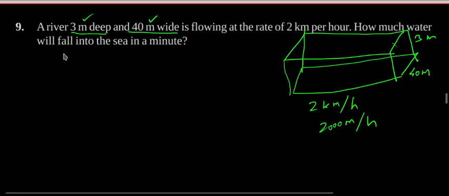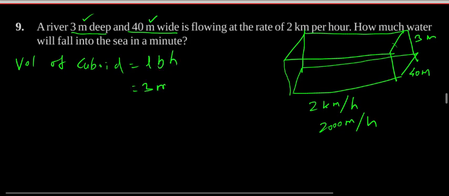So now what is the volume? How much water will fall into the sea in a minute? So in 1 minute, how much water will it fall into the sea? So we need to find the capacity, isn't it? How much water will fall? So before finding capacity, we will find the volume. So this river is nothing but in the shape of a cuboid. So volume of the cuboid will be length, breadth, height.